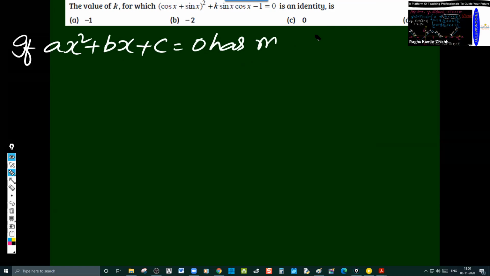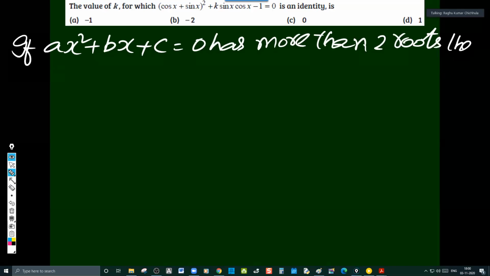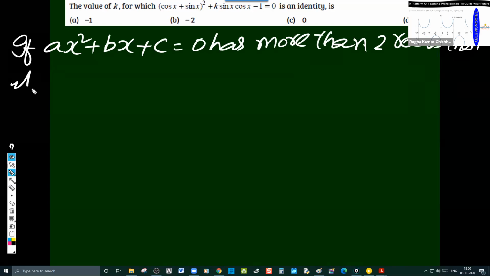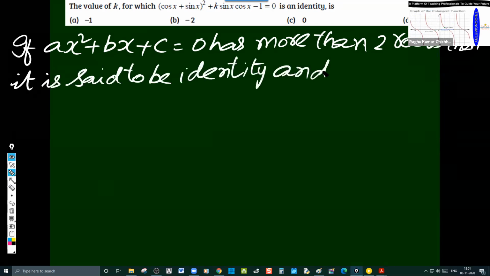Now if it has more than 2 roots, then how is it possible? You may be thinking like that. How is it possible? That's what identity is. If it has more than 2 roots, then it is said to be an identity, and this is an important point that I'm writing now.